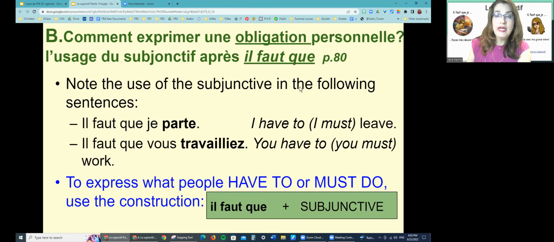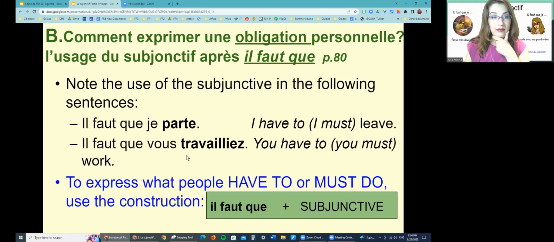Now, comment exprimer une obligation personnelle? How do we express a personal obligation using the subjunctive? L'usage du subjonctif après il faut que. So we're going to examine the usage of the subjunctive after il faut que. Note the use of the subjunctive in the following sentence. Il faut que je parte. I must leave, right? I have to leave.